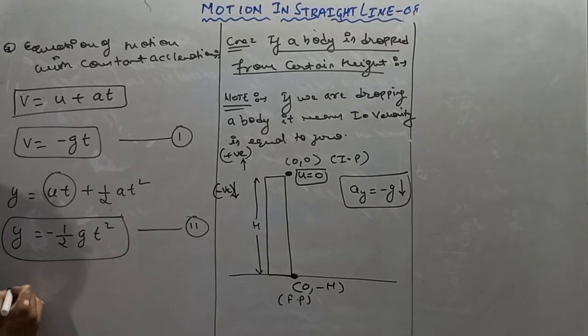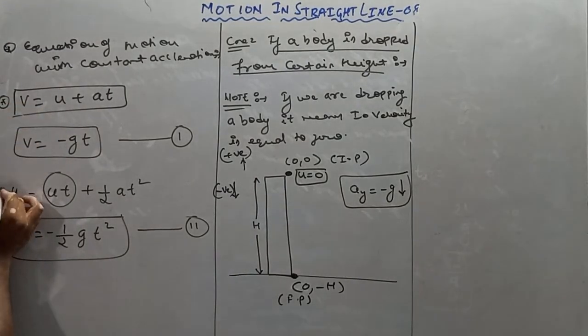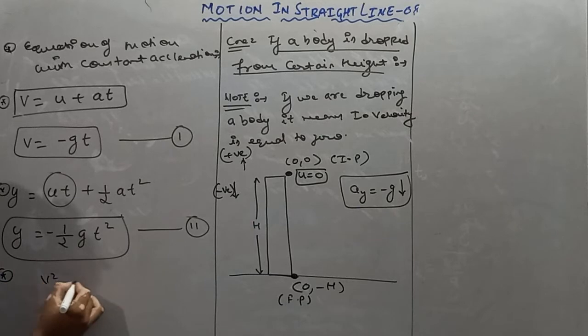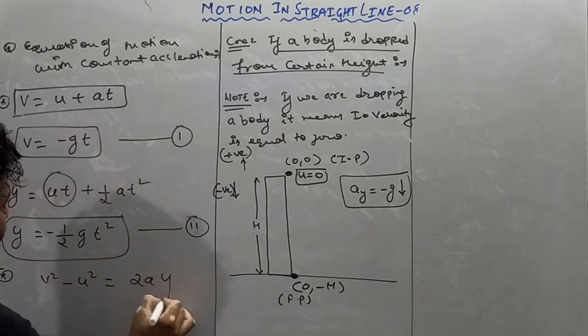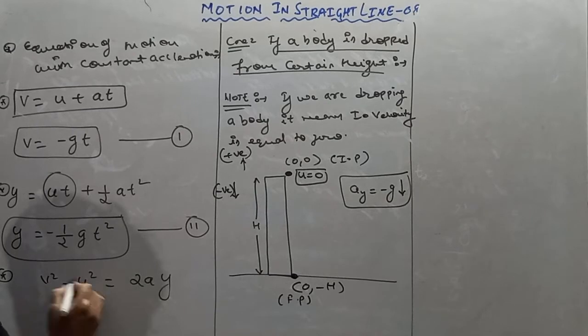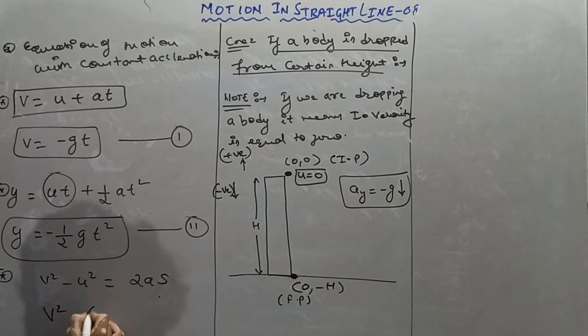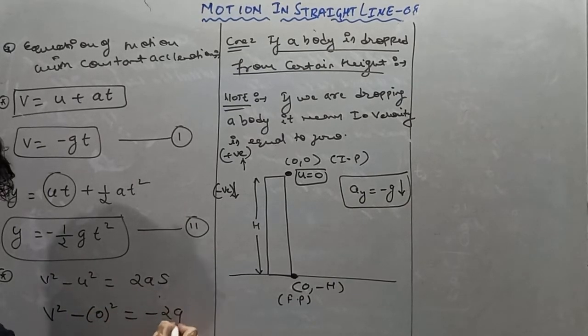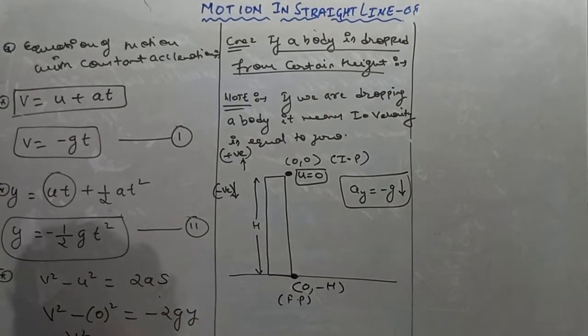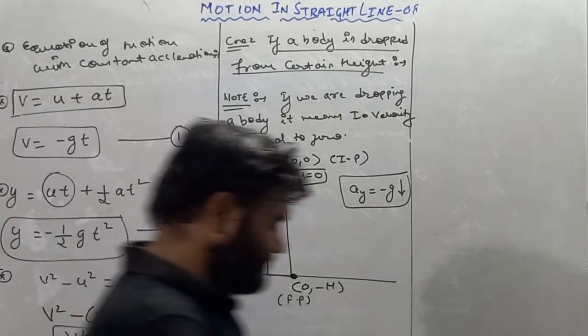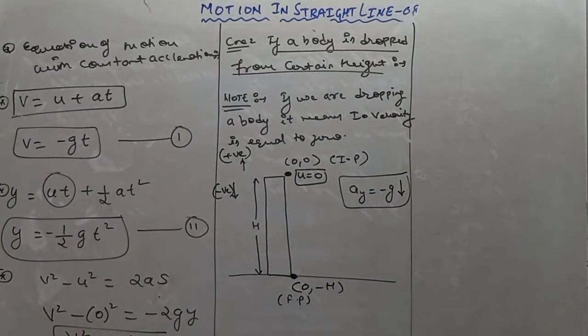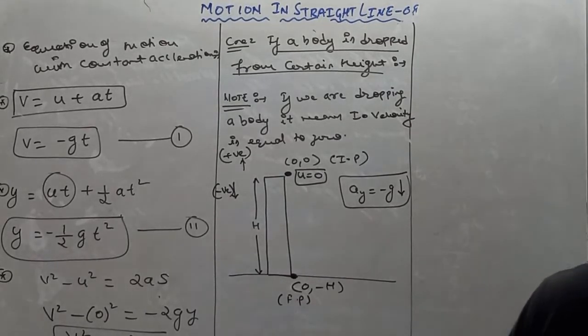The third equation is v square minus u square equals 2as. Instead of s, I'll write y. So instead of u, we'll put 0, and we write v square equals minus 2gy. This is our third equation of motion for this situation. I am repeating again and again, my dear student, we are dropping the particle. So if you are dropping a particle, then it implies its initial velocity is equal to 0.